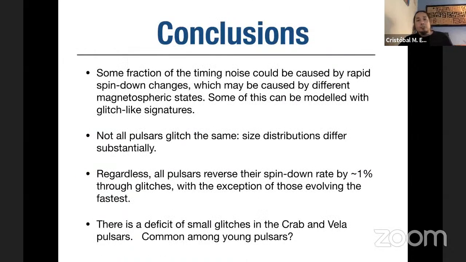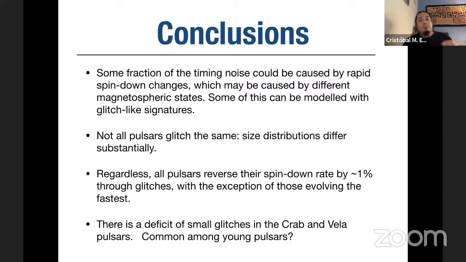And so just to conclude, some sort of summary. A fraction of timing noise could actually be caused by rapid spin-down changes. This has been studied by people, and it can be caused by different magnetospheric states, because the pulse profiles seem to change in a correlated way. Some of these can be modeled with glitch-like signatures. We have just shown, even though we don't have access to the pulse profile data, that the noise can also be modeled with glitch-like signatures.